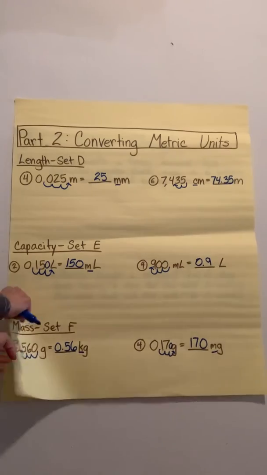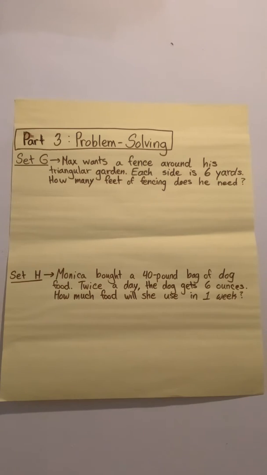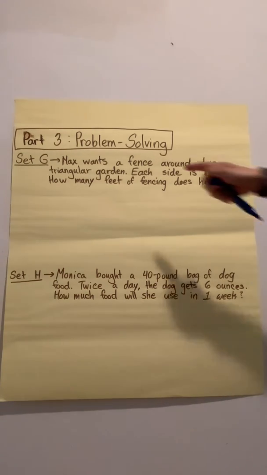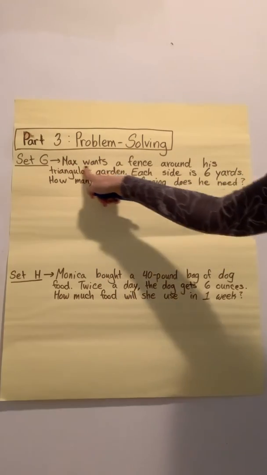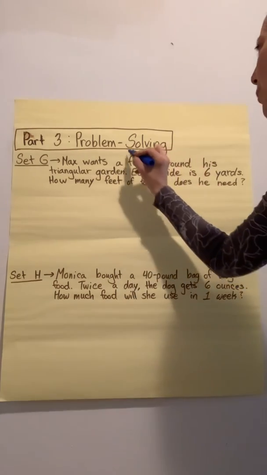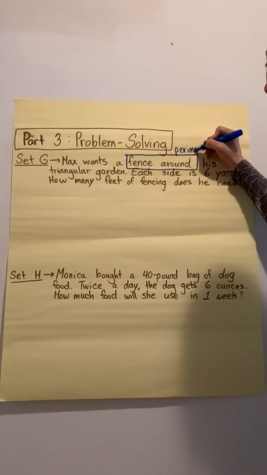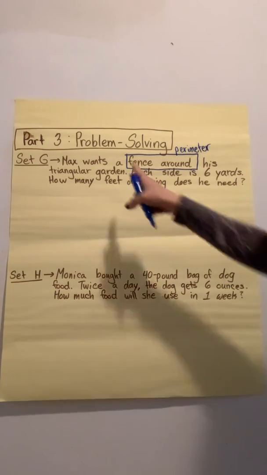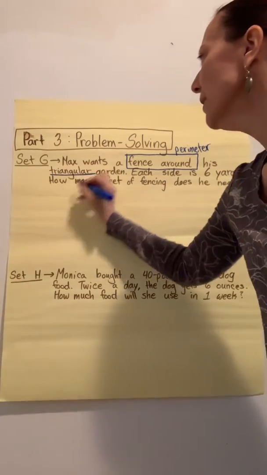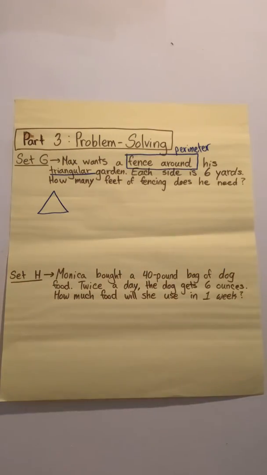Okay. The last section here we're going to do is problem solving. I've got a couple of word problems to do that involve converting measurements. First, in set G, it says, Max wants a fence around his triangular garden. Fence around tells me I'm working with perimeter, because that goes around the outside. Triangular, I know that means it has 3 sides. So I should be adding these 3 sides together to get to perimeter.